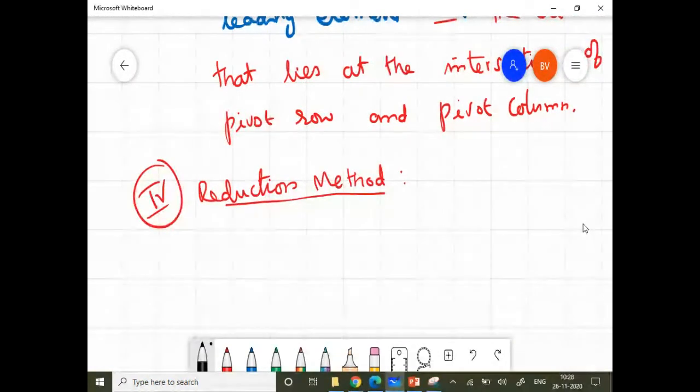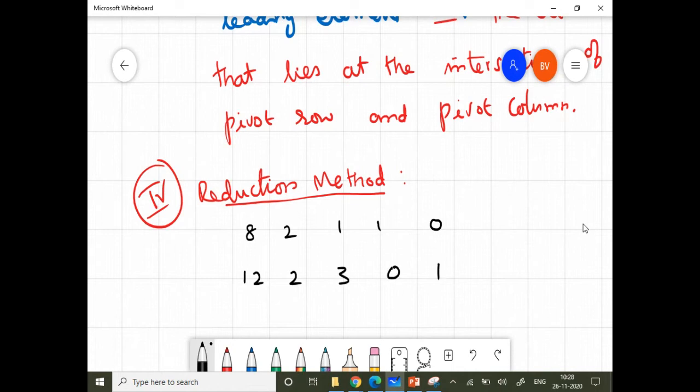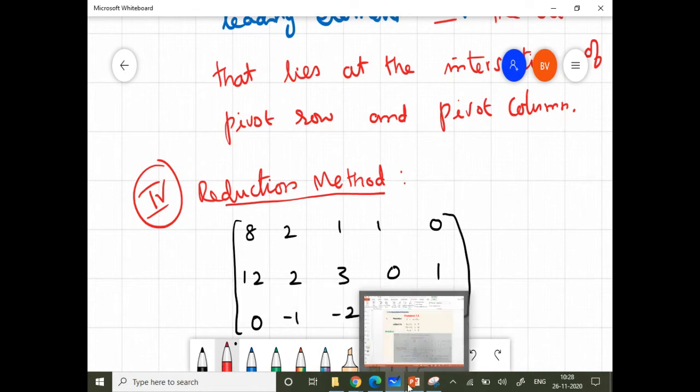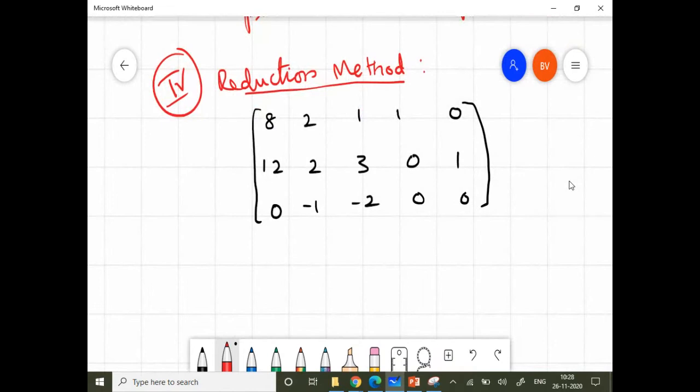So no other concern, but the formula is common for the reduction method. What is the table to reduce? First row: 8 2 1 1 0. Second row: 12 2 3 0 1. Third row: 0 negative 1 negative 2 0 0. This is the matrix on which the reduction method will be applied. Okay, what is the key element? The key element is this 3. So 3 should be converted into 1, and the other elements above and below should be converted into 0. That is what we are going to do.